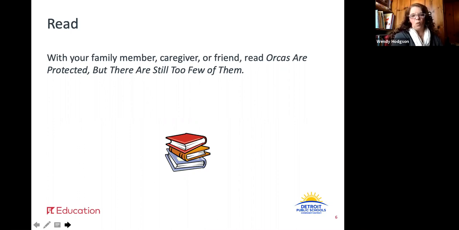And it is called Orcas Are Protected, but there are still too few of them. And what I'm going to do now is a read aloud, and I would like you to have your eyes on the print as I read the text aloud so that you can come across any words that are unfamiliar to you, or the prosody. This is like the rate and the tone, when I pause and when I change my voice.